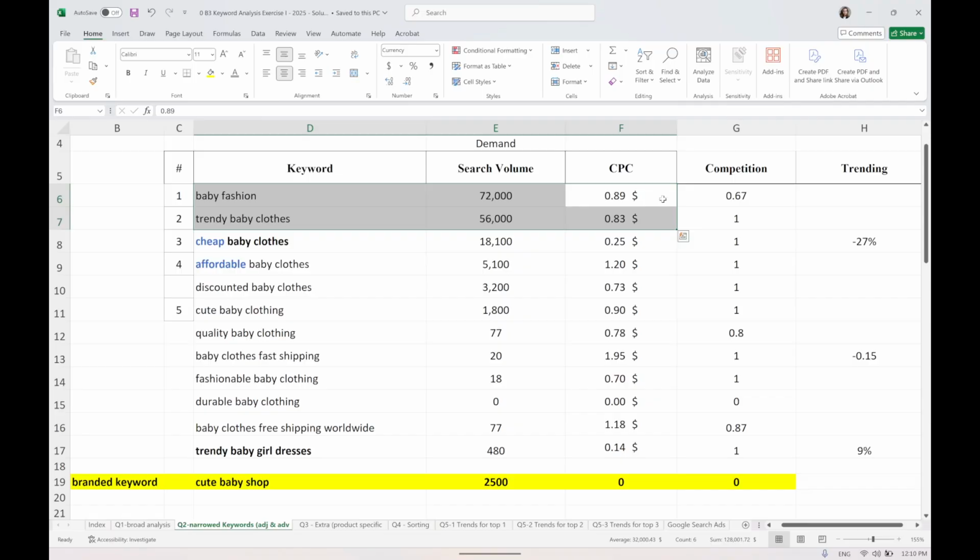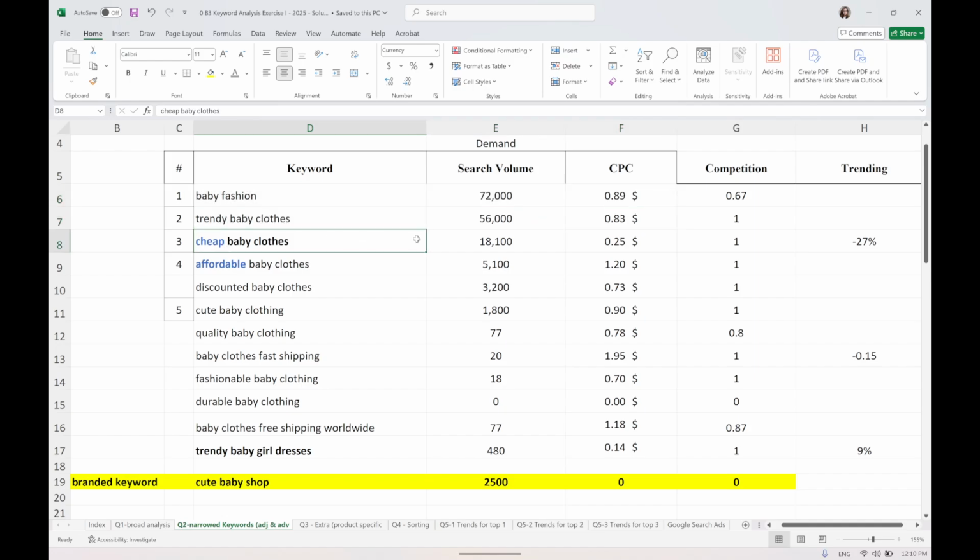So it seems like more and more businesses are selling baby clothes online for the idea of being fashionable and trendy. Cheap baby clothes, this is what the customers are looking for, but not everyone is looking for cheap baby clothes online. Seems like more customers are searching for fashionable and trendy. All right, affordable. Don't use this word if you're gonna use it.